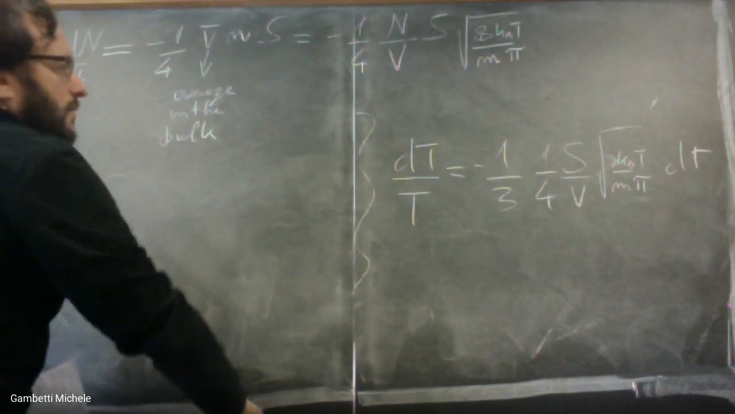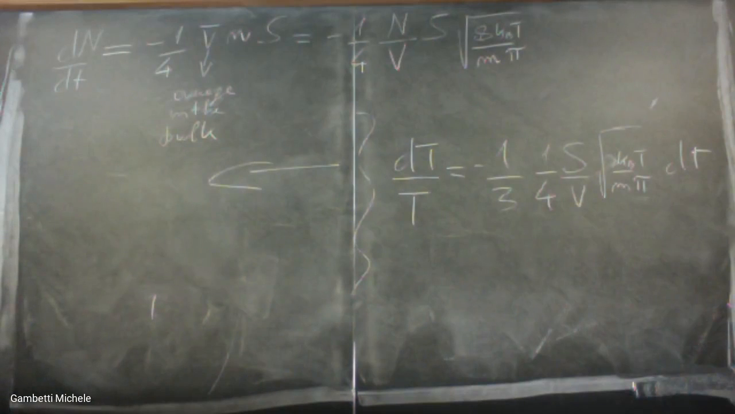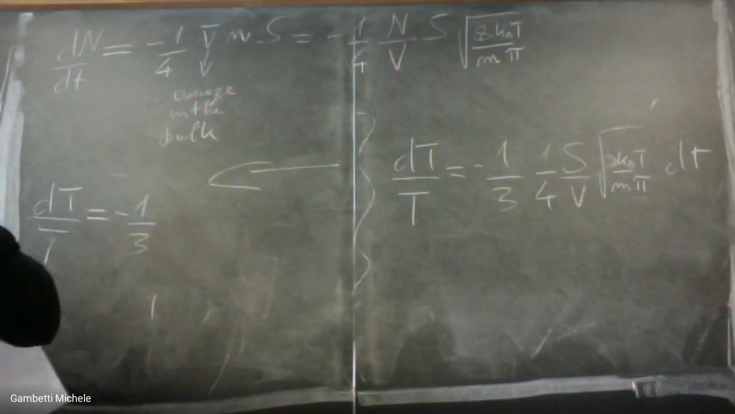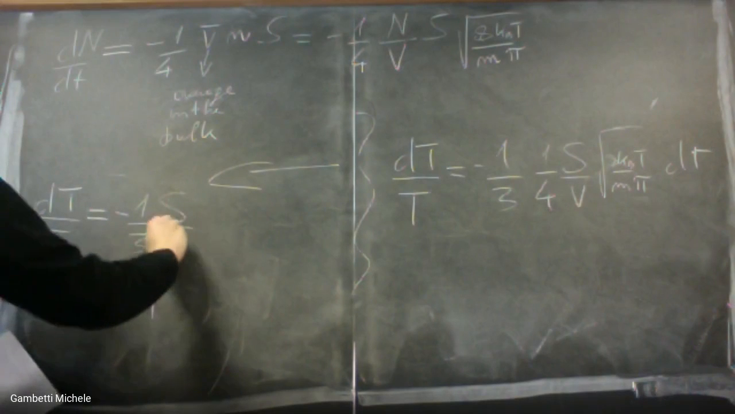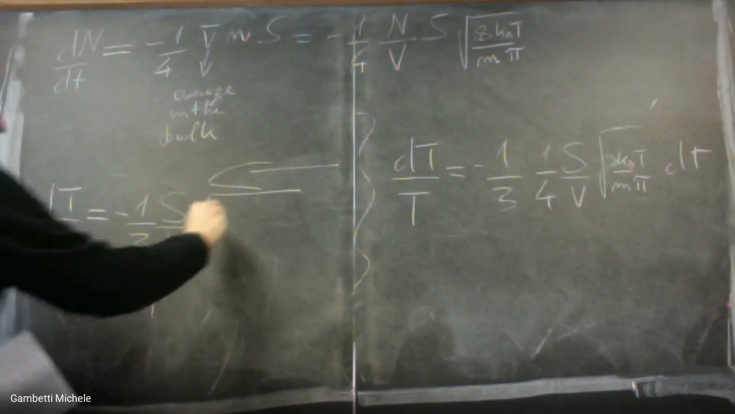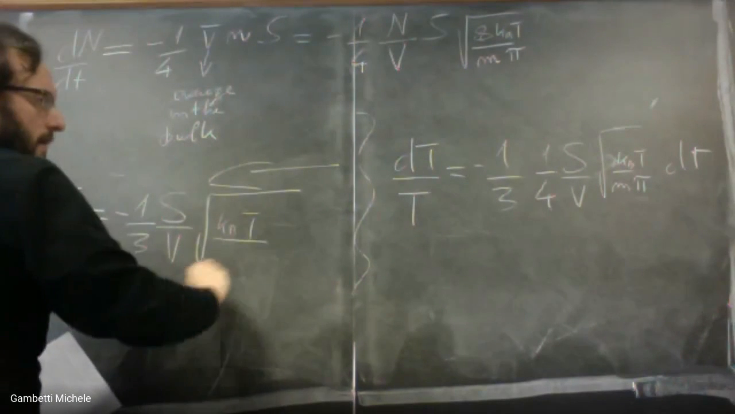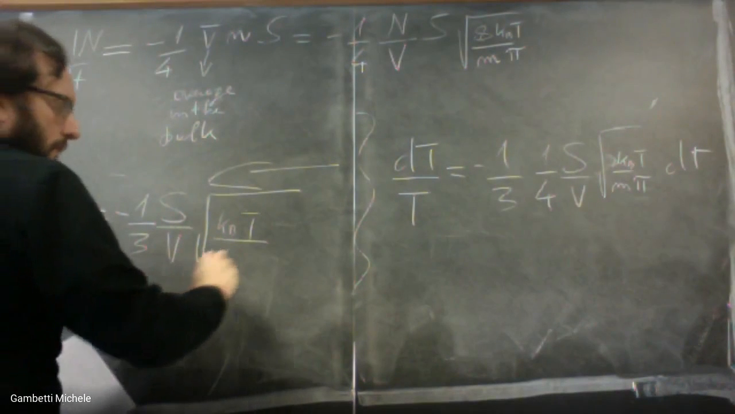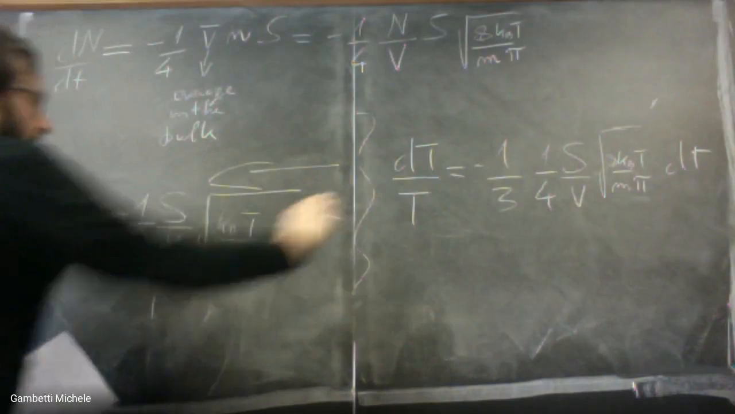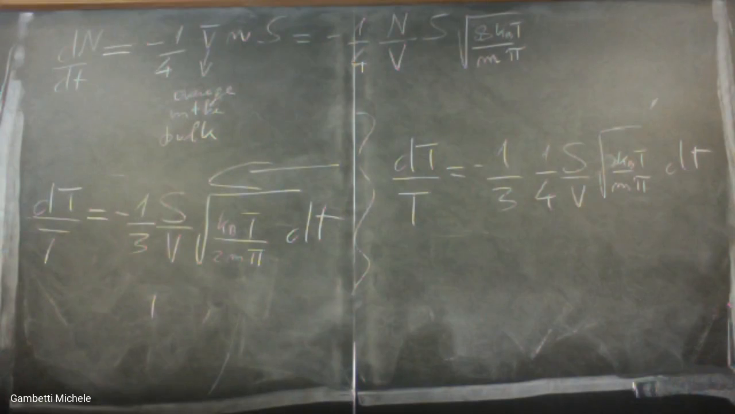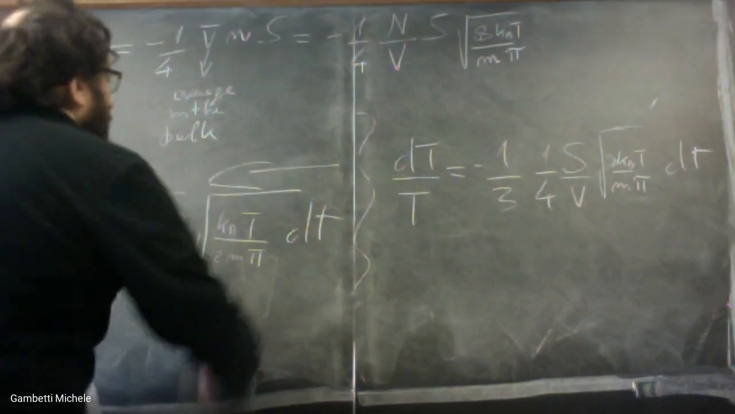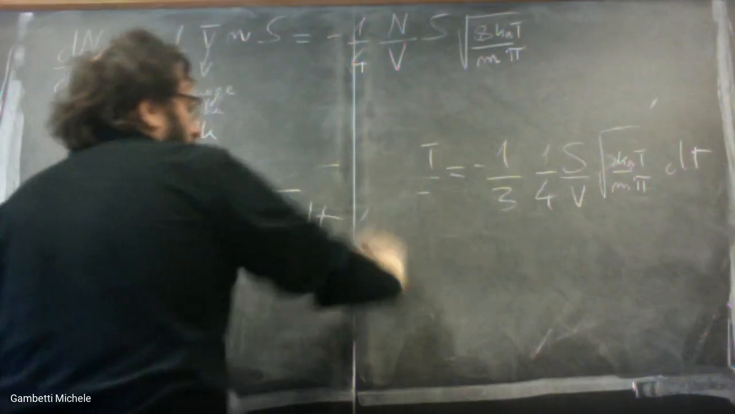Okay, so let me just arrange this quantity. Now I have dT divided by T is equal to minus 1/3 S divided by volume, and then I have a square root of kB T divided by 2 m pi, then I have a dt. Vediamo se mi sono messo tutto, S su V e quello a fare là. Ok, cool. Now I can integrate over time and temperature.